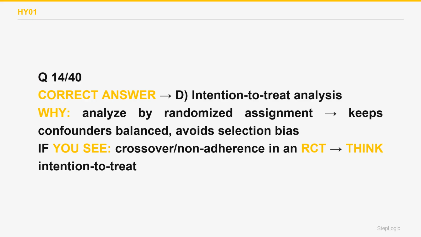Per protocol analysis includes only patients who completed their assigned treatment, which discards the non-adherent group and breaks the randomization, inflating the apparent benefit. Choice A wrong. As treated analysis groups patients by the therapy they actually got, reintroducing the very self-selection randomization was designed to remove. Choice B wrong. Intention to treat is the approach that protects randomization.